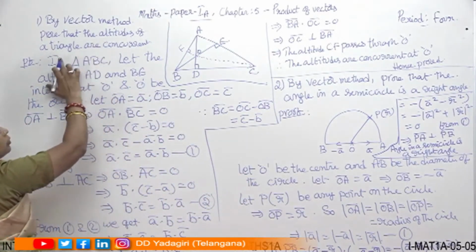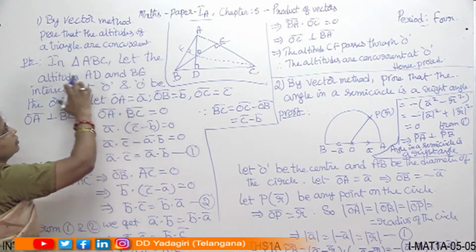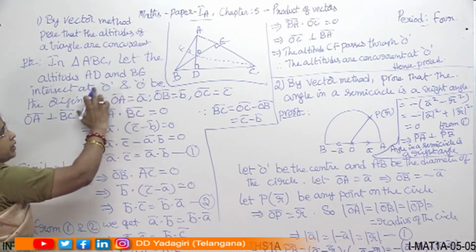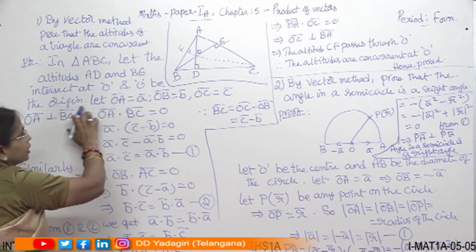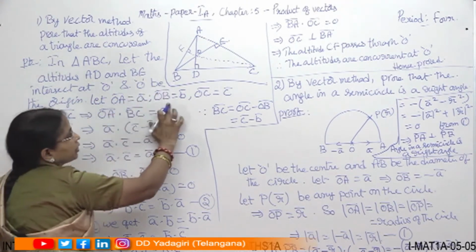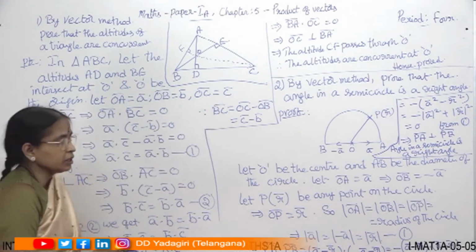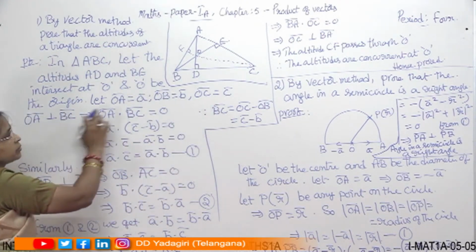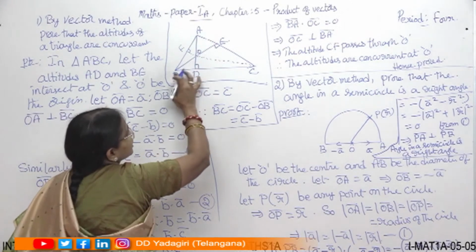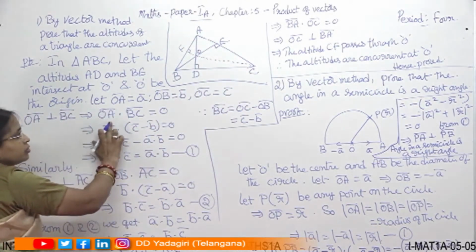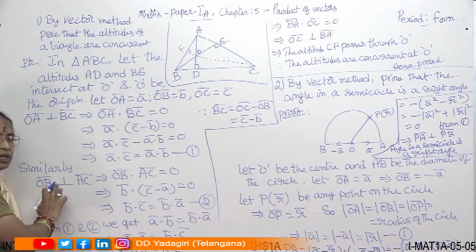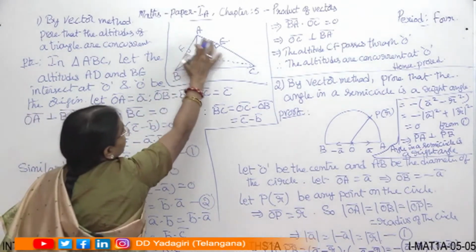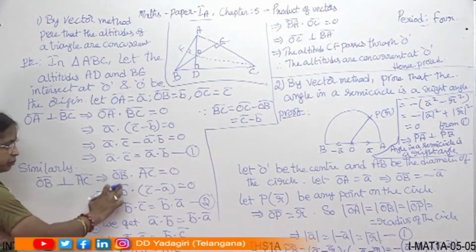By vector method, prove that the altitudes are concurrent. So you will take the altitudes AD and BE. Suppose that they intersect at O and O be the origin. So let OA is equal to A, OB is equal to B, OC is equal to C. And then OA extended is perpendicular to BC. So OA dot BC is 0. So you'll get one equation like this. Similarly, OB is perpendicular to AC. So their dot product is 0.